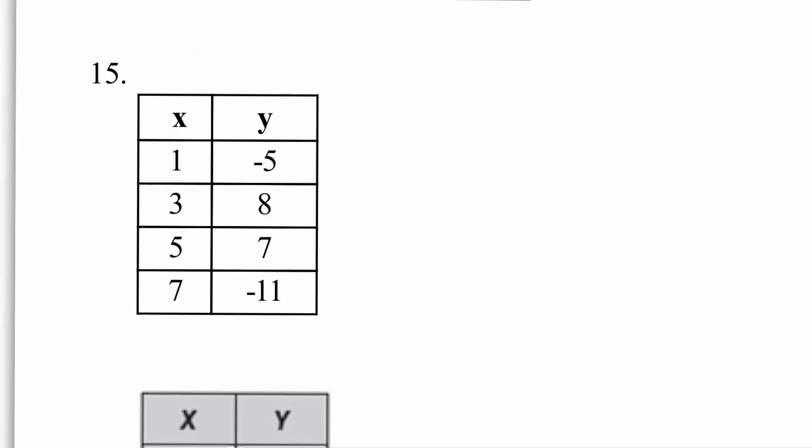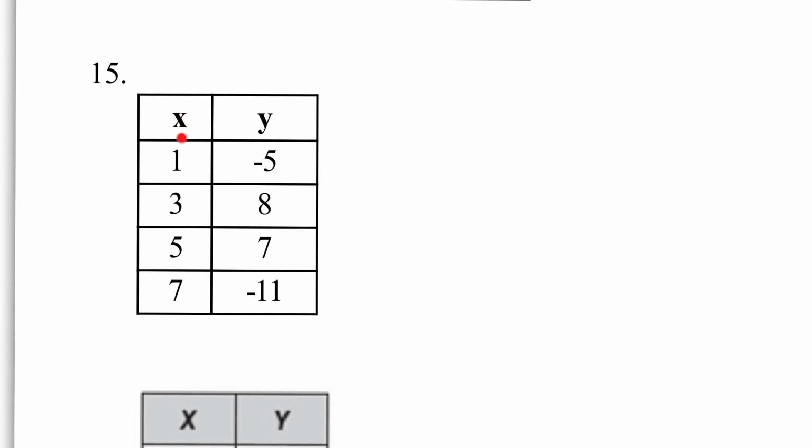For number 15, same thing. You want to determine if it's a function or not a function, but it's not mapping. This one is a T table or a regular table. So all we have to look at when we have a table is the x values. On one column you have the x, on the other column you have the y.